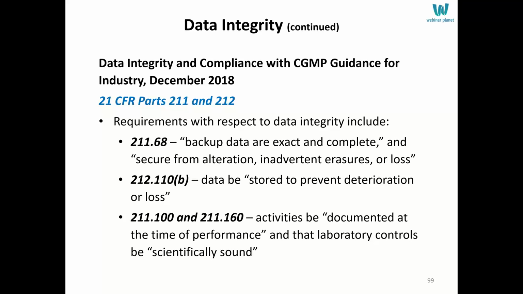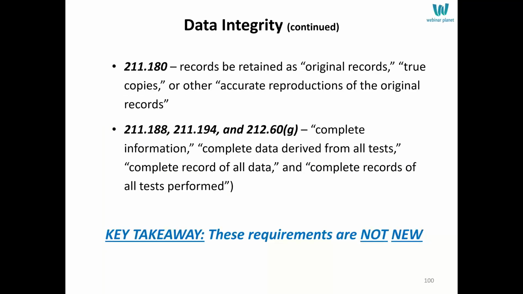It's just restating what was already on the books, because people were showing a lack of thoroughness. They were not doing things right the first time. So backup data exact and complete, secure from alteration and loss, storing to prevent deterioration or loss, documenting things at the time they happened, contemporaneous, records as original or true copies. A true copy is one where you look at the original, you compare the copy to the original, and if you verify it's exact, you can then initial and date the copy and document that it's a true copy. Complete information. You can't throw data away.